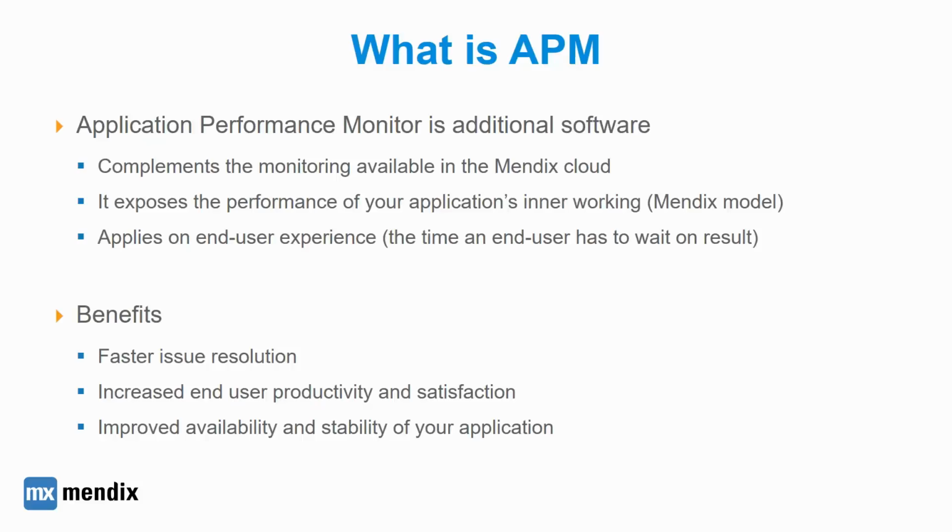Applying APM gives you several benefits like faster issue resolution by giving you faster root cause analysis. It will help you increase end user productivity and satisfaction. It will also help you improve availability and stability of your application.